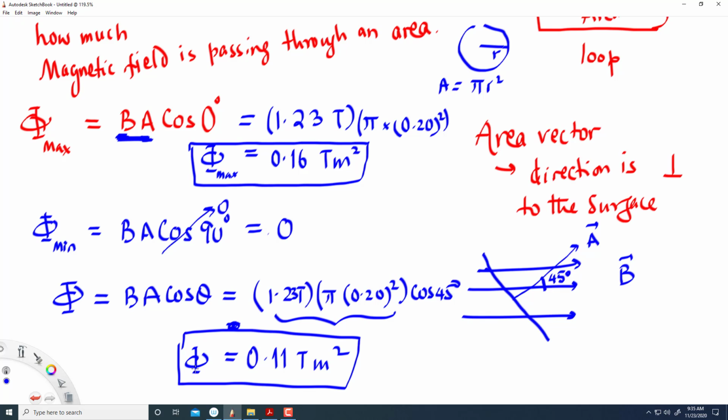Again, magnetic flux tells us how much magnetic field is passing through some loop like this. Okay, the loop could be circular, rectangular, semicircular, any kind of shape.